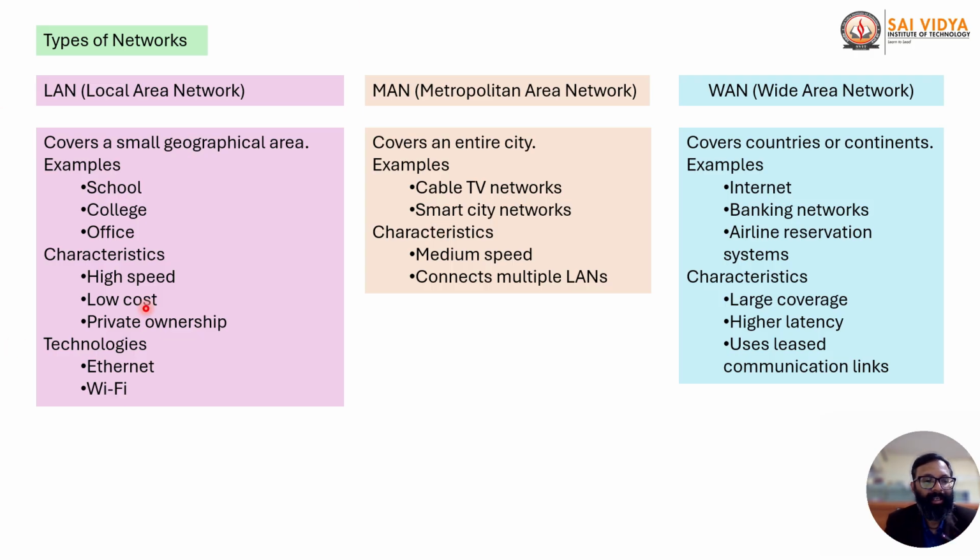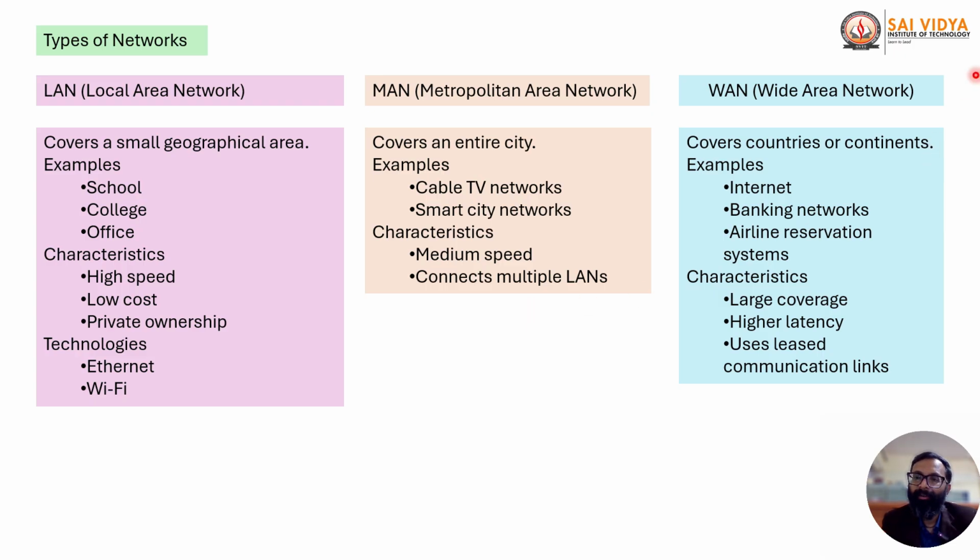So what are the characteristics of LAN? High speed, low cost, private ownership. What is the technology that is used? Ethernet, that is wired or Wi-Fi. So MAN, Metropolitan Area Network, covers an entire city, example cable TV or smart city network. What is the characteristic of this Metropolitan Area Network? That is medium speed and it interconnects multiple local area networks.